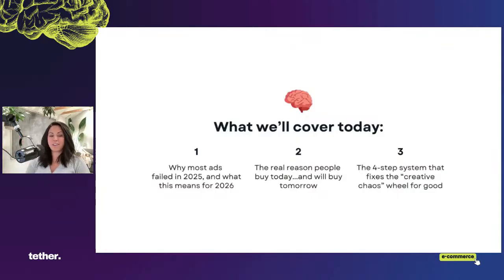So here's what we're going to cover today. We're going to cover why most ads actually failed in 2025 and what this means for 2026. We are also going to cover the reason why people buy today and why even with an economic downturn, they're still going to buy tomorrow. I'll show you guys a little bit about that. And then we're going to walk through this new system that I'm building. This is a 4-step process. It doesn't take that much effort, honestly. It's going to fix this creative chaos that we've been experiencing and fix it for good.